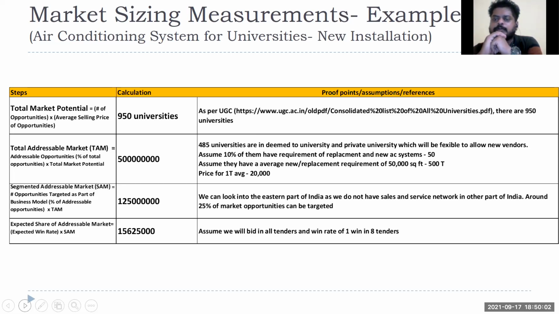Now what we'll say, again, this is just a hypothetical scenario which I have put: out of the total addressable market in India, there are 485 or around 500 universities. Out of that, 10% will have a new or replacement opportunity. There are 50 universities. Each university on average, let's say, has a 10 ton requirement, right? 10 tonnage of air conditioning. So that is across 500 tonnage, right? So that is the total addressable market, right?